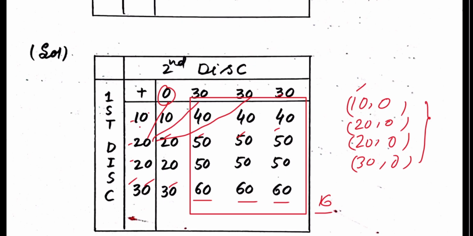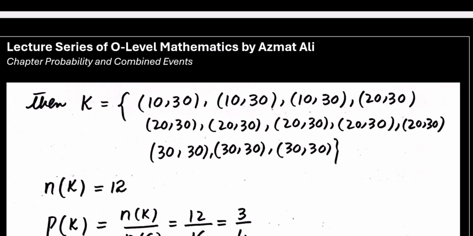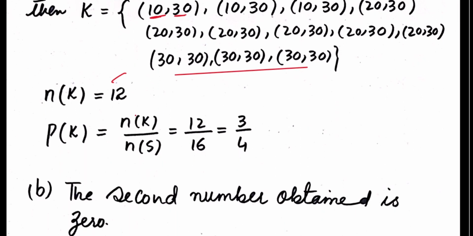For example, if you notice 10 30, 10 is less than 30. Similarly, 20 30 is less than 30. 30 30, this is less than or equal to 30. So the possible outcomes, these are 12. These 12 pairs in which the first number is less than or equal to the second number. So the number of K is 12. Now we have to find the probability. Probability is simply given by n(K) over n(S). The total sample space has the number 16. This is 12 over 16. This is 3 by 4.